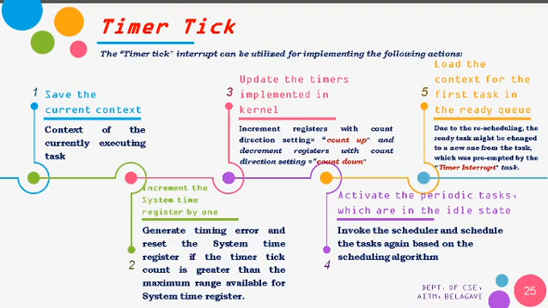Invoke the scheduler and schedule the tasks again based on the scheduling algorithm, and load the context for the first task in the ready queue. Due to the rescheduling, the ready task might be changed to a new one from the task which was preempted by the timer interrupt. So this was the utilization for implementing the following actions of the timer tick.